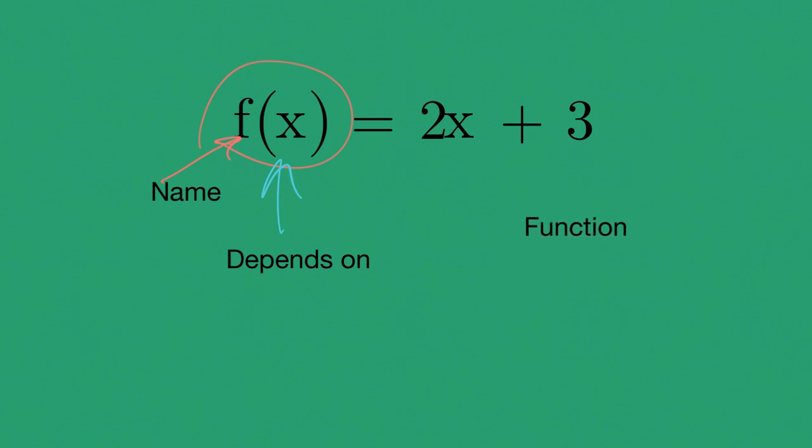And then the last piece to this, the function is 2x plus 3. Okay? So this is kind of the anatomy of this function written with function notation. f of x. f is the name of the function. x is telling you what it depends on. And then the 2x plus 3 is the actual function. That's kind of the main player in this thing. Okay? Any questions about that? f of x equals 2x plus 3.